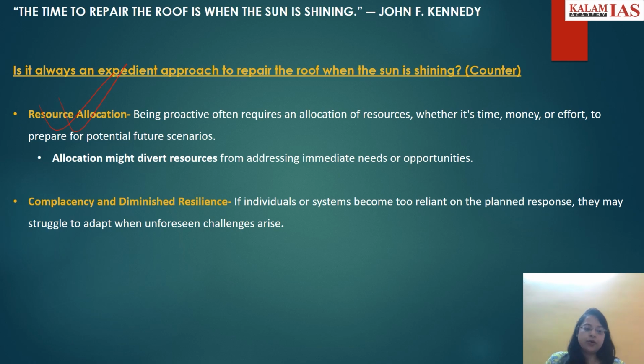And this allocation to certain things will divert resources from addressing the immediate needs or opportunities. Okay, understood? Then we can talk of complacency or diminished resilience. Here what will happen is that if you are very much prepared, then you will be complacent. You will be chill, thinking that everything is okay, everything is in my control. And you will be too late to adapt to any unforeseen challenges, unforeseen circumstances. So this is another point to be made in the counter argument.